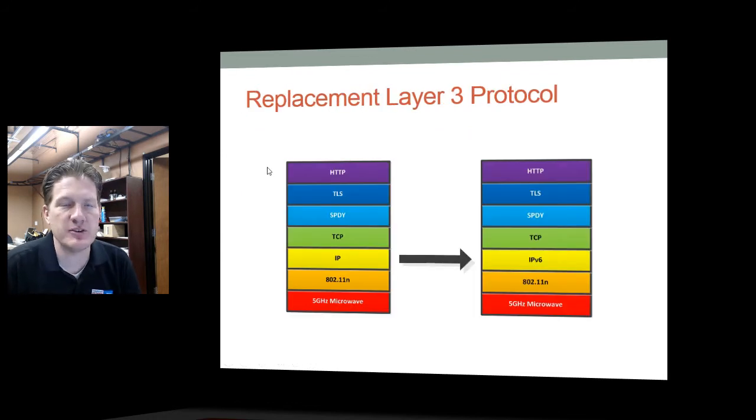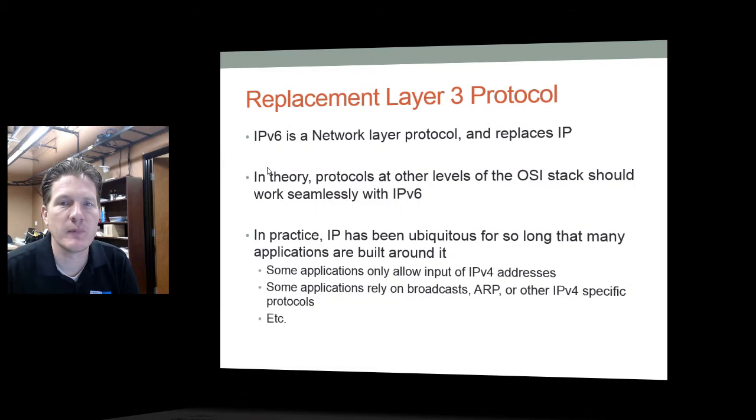First off, IP version 6 replaces the layer 3 protocol known as IP in your typical networking stack. As you can see here, IPv4 operated at layer 3. IPv6 is a replacement for that protocol. IPv6 is a network layer protocol in the same way that IPv4 was.